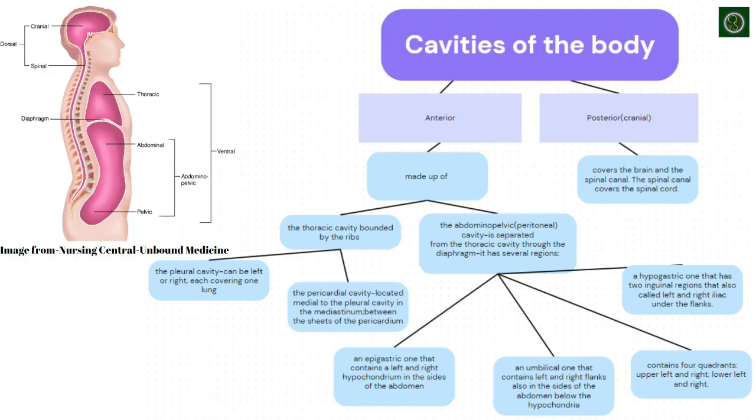The abdominopelvic cavity is separated from the thoracic cavity through the diaphragm and has several regions: an epigastric one that contains the left and right hypochondrium in the sides of the abdomen, an umbilical one that contains left and right flanks also in the sides of the abdomen below the hypochondria, and the hypogastric one that has two left and right inguinal regions, which are also called iliac regions, and are located under the flanks. The abdominopelvic cavity contains four quadrants: upper left and right, lower left and right.